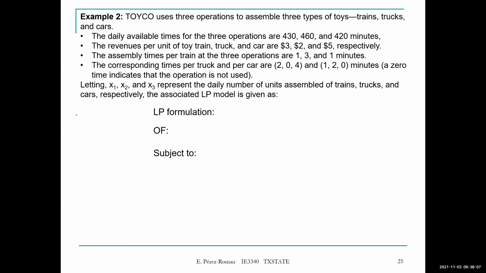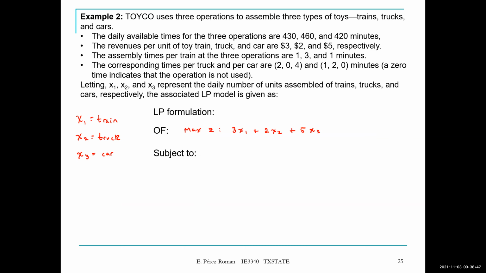So we're going to have X1 for train, X2 for truck, and X3 for car. And our objective function is to maximize that profit, which is $3 for trains, $2 for trucks, and $5 for cars.